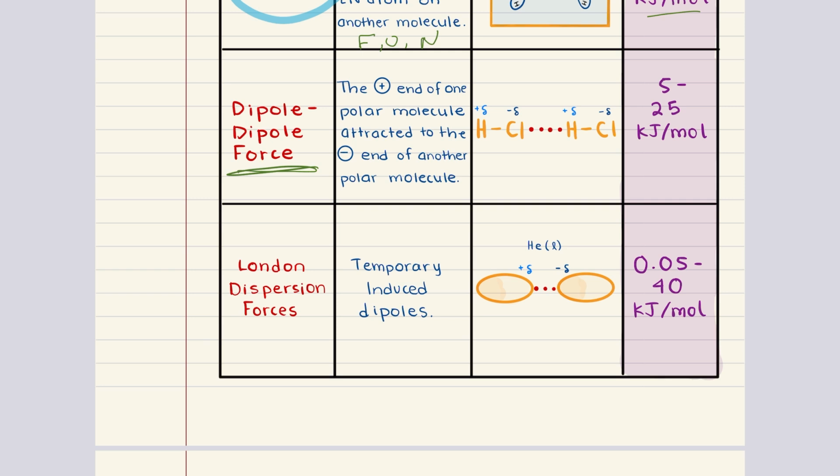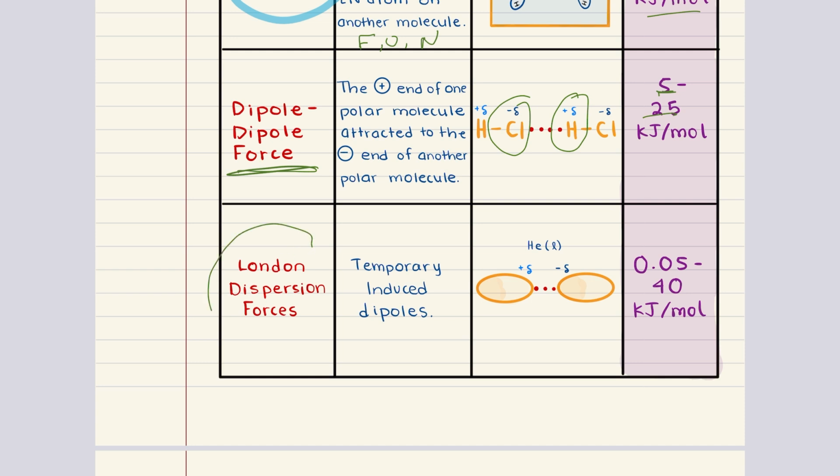In these interactions, the partially positive end of one molecule is attracted to the partially negative end of another molecule. Now, in these interactions, the strength of the force depends on molecular polarity, and the range for dipole-dipole interactions is usually around 5 to 25 kilojoules per mole.